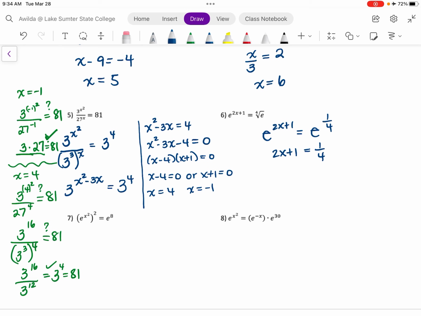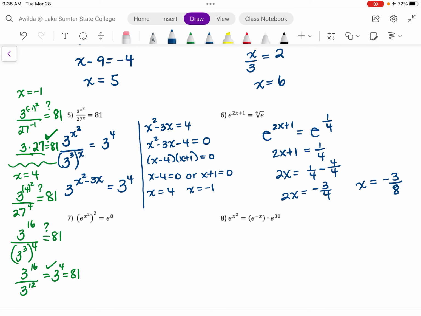If we subtract 1 from both sides, we get that 2x is equal to 1/4 minus 1, but I'm going to write the 1 as 4/4 so that we can actually combine those two terms. So we get 2x is equal to negative 3/4, and if we divide both sides by 2 or multiply both sides by 1/2, we get that x must equal negative 3/8.